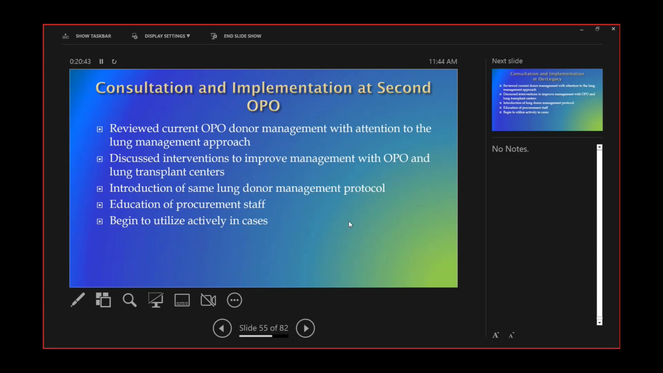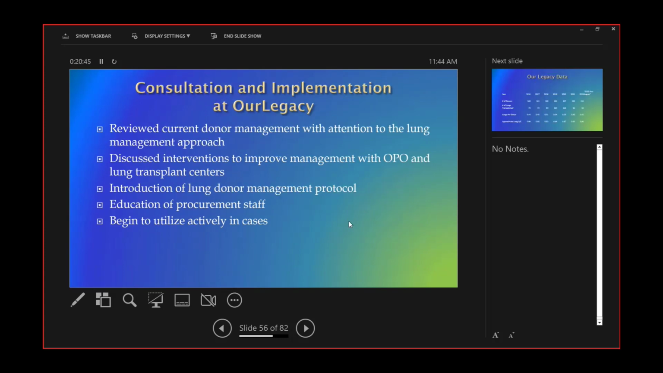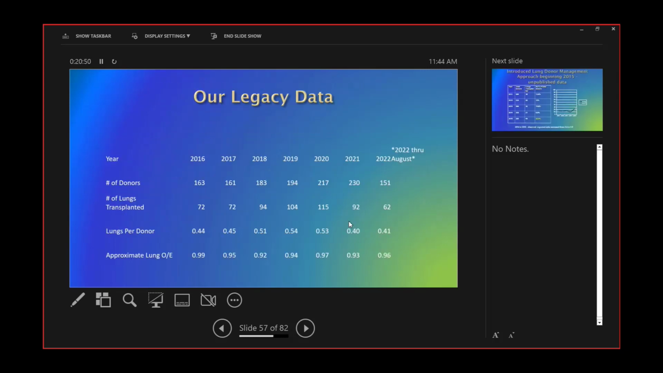So I went to a second OPO where they were having lung donor problems, and we did the same kind of thing.